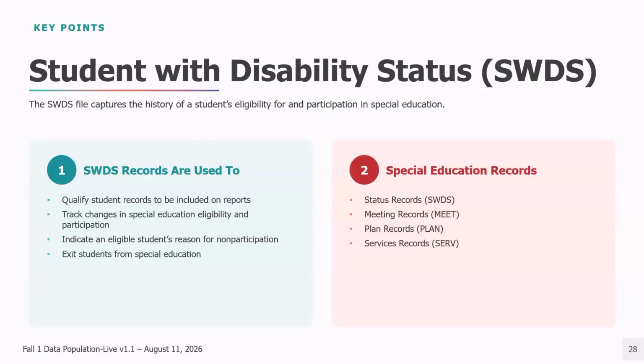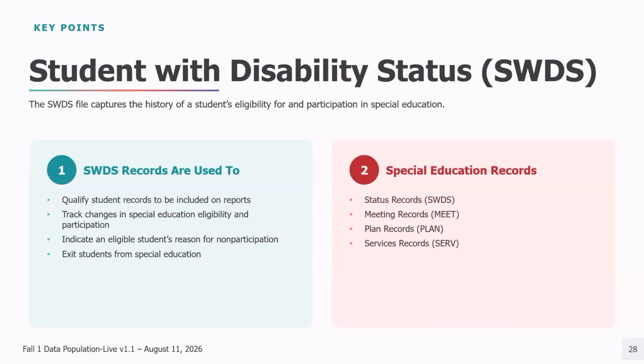Next up, I'll go over students with disabilities, and there are 4 file types in Fall 1. So the first file is the Student Disability Status file, or the SWDS file, the MEET file, the Plan file, and the Services file. So I'll start with the Student Disability Status file.